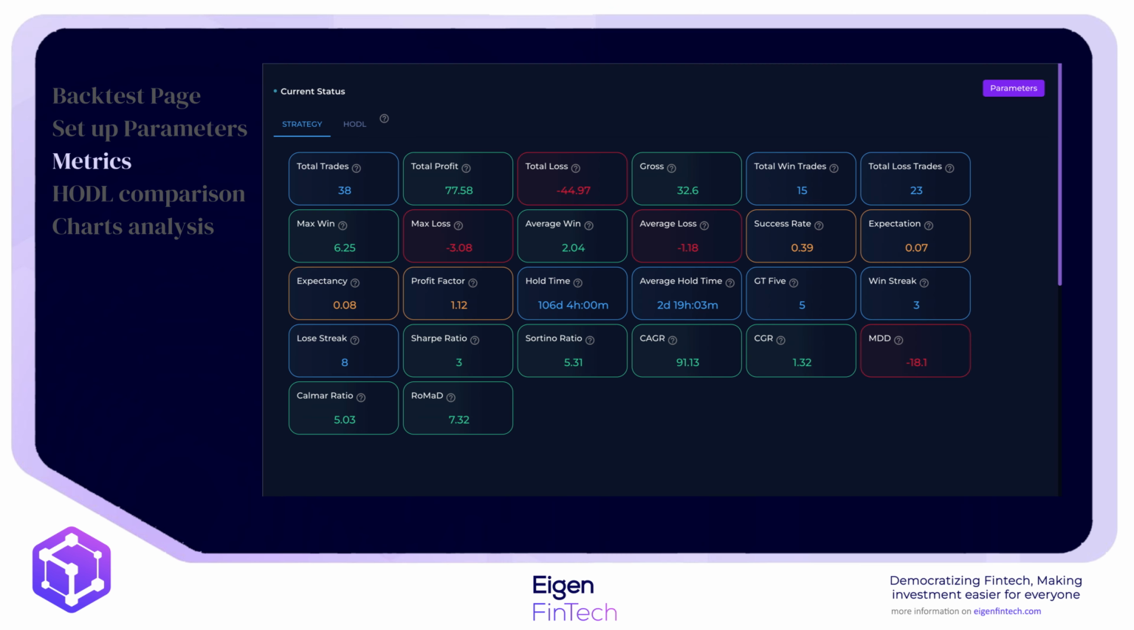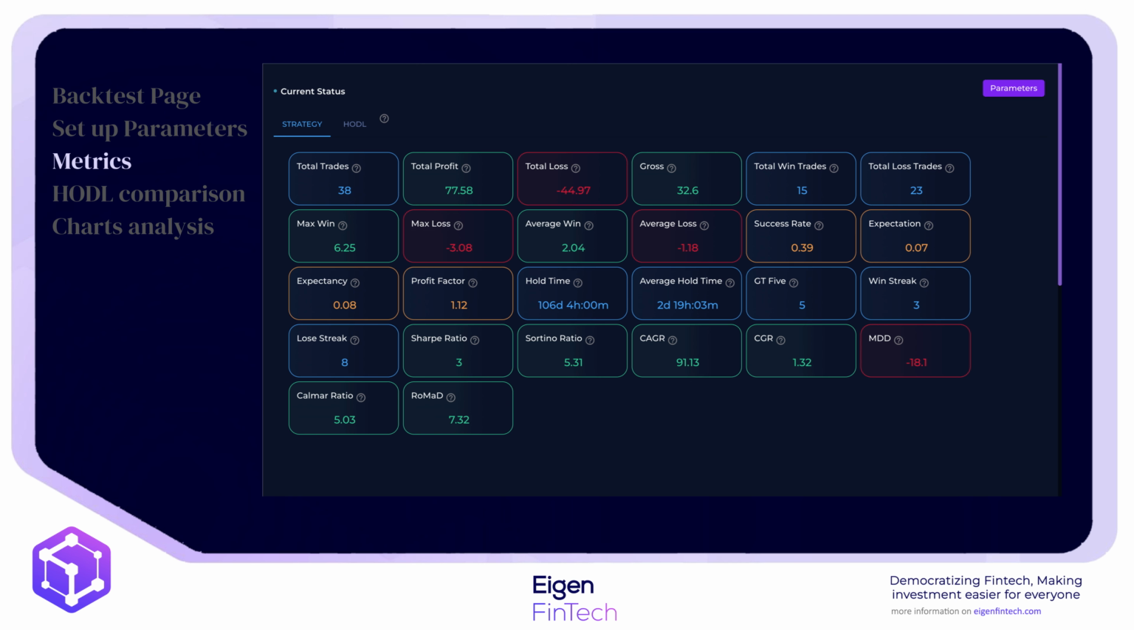Now that we have the results, let's explore what they reveal about your Wave Voyager strategy. Trade activity. Your strategy executed 38 trades. That's about 1 to 2 trades per week. While only 15 were winners, a 39% success rate, the strategy still generated $77.58 in total profits versus $44.97 in losses. This net positive result comes from your risk management settings.